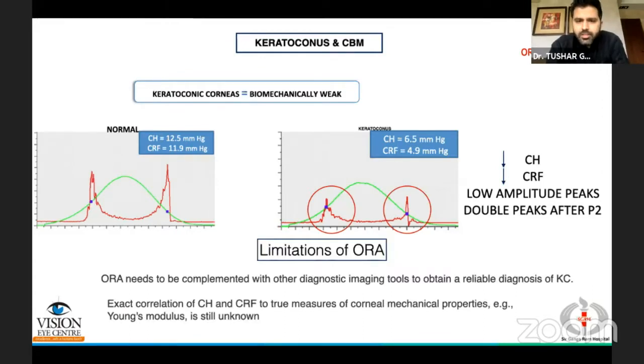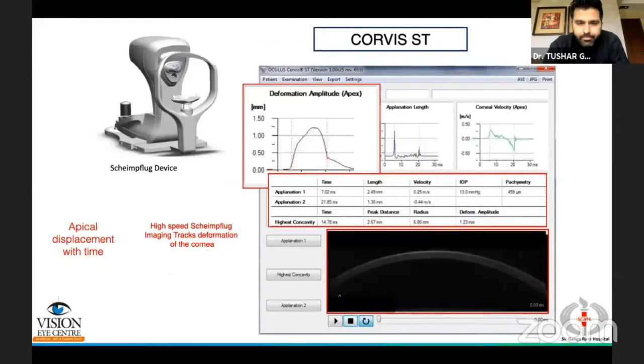The limitation of this machine is that it's not really that sensitive. It's not able to pick up fine variations by itself. So just by itself, it's not enough to have this modality. You need other modalities to complement this. And also the exact correlation of this with true measures of corneal mechanical properties is still not completely known.